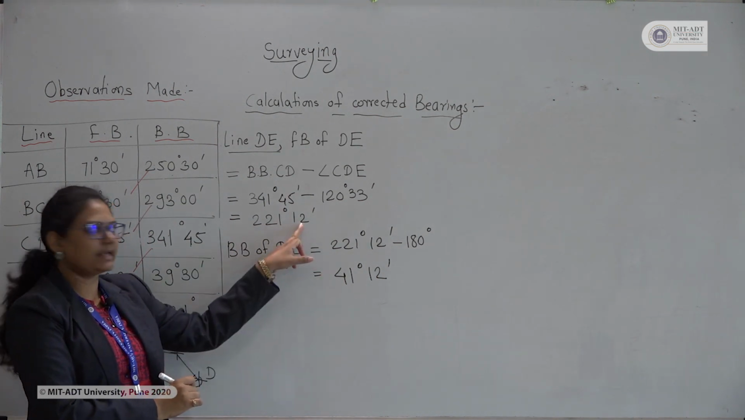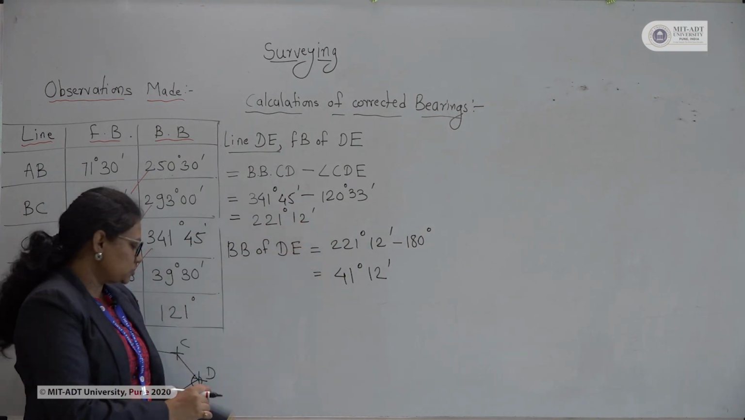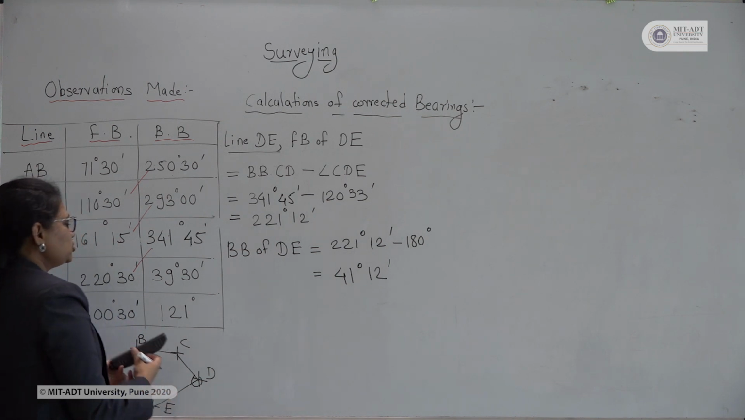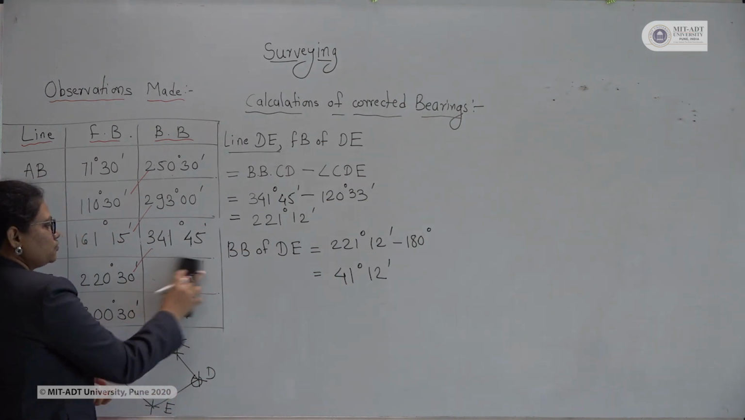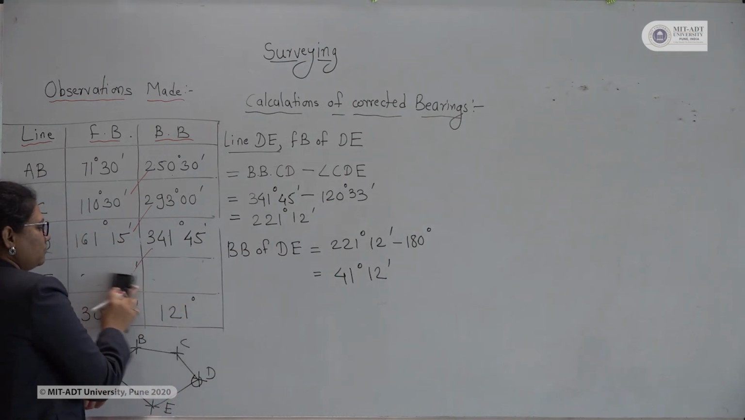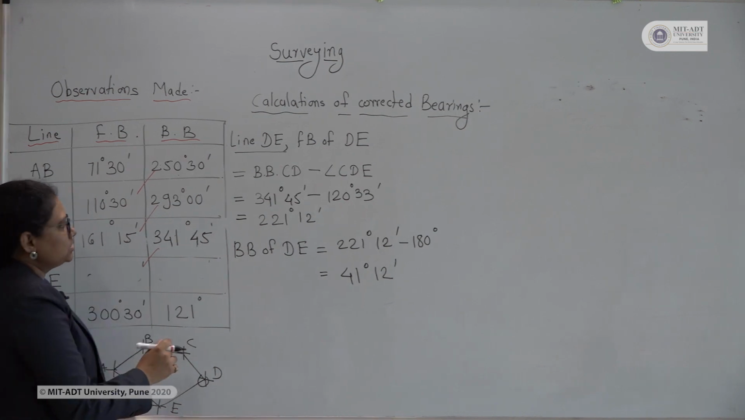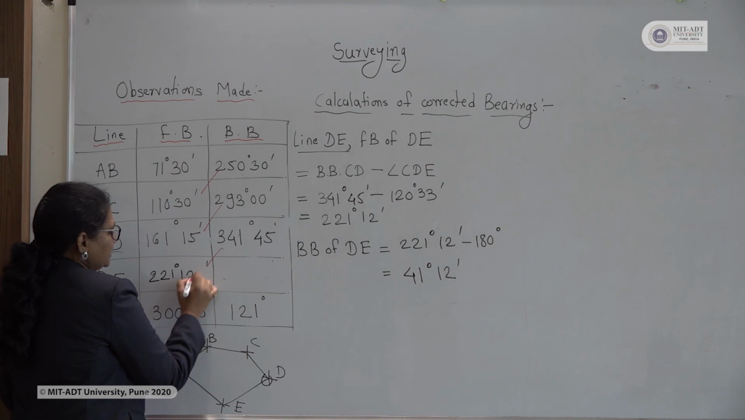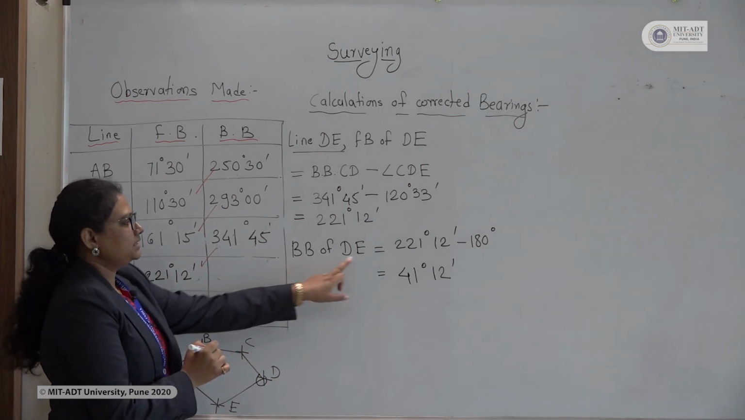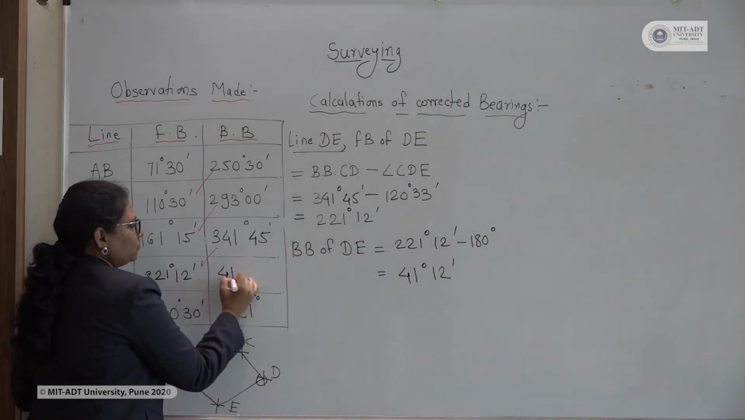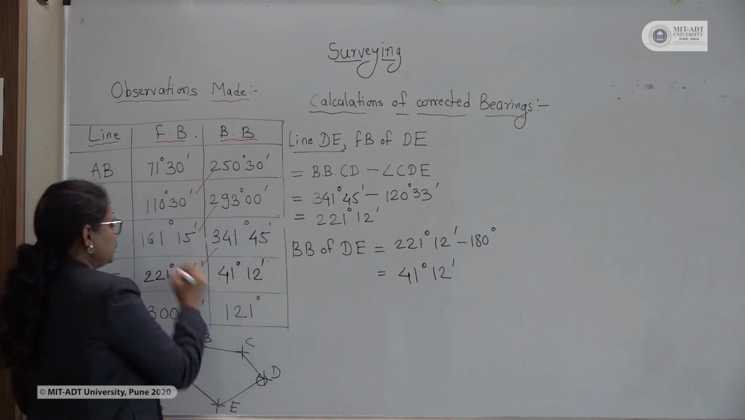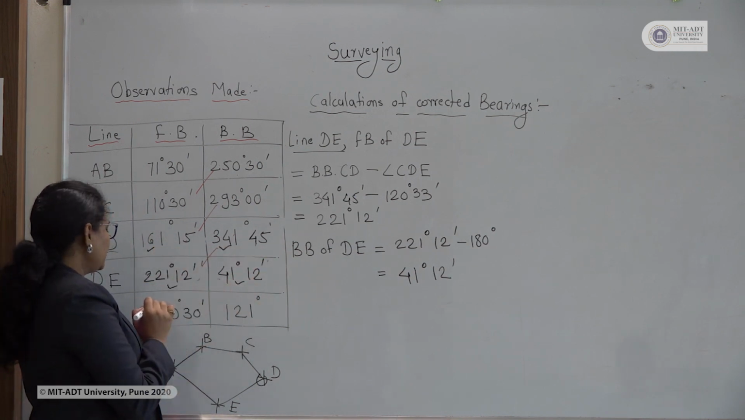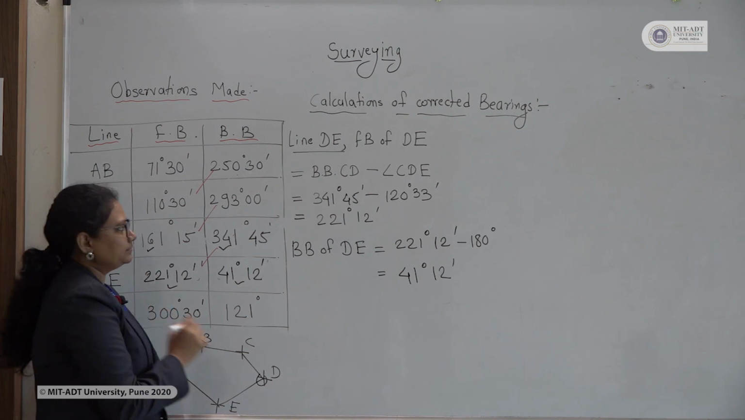So these two are the corrected bearings of the line. I will just change the values here, so for the next calculation we will have the corrected values. The corrected fore bearing will be 221 degree 12 minutes and the corrected back bearing will be 41 degree 12 minutes. So these are the corrected values. Now we will calculate for the line EA.